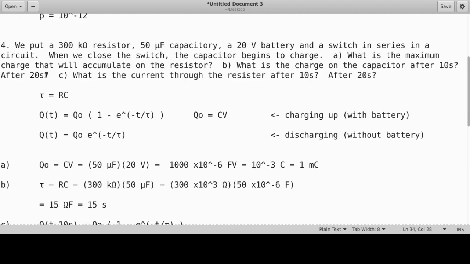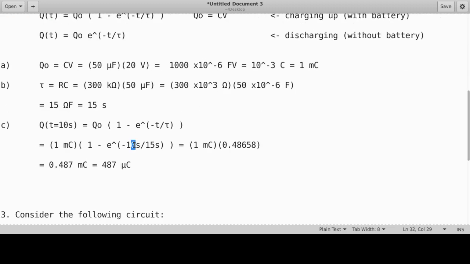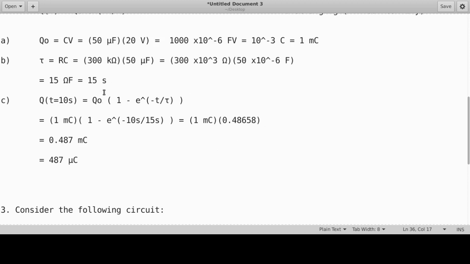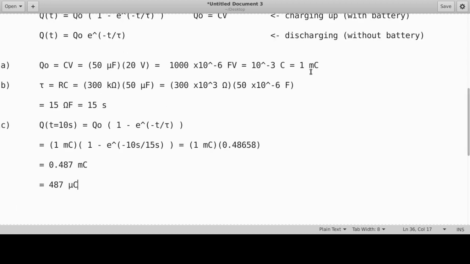Now I did ask after 20, but I think that's easy enough. I'll let you guys do that. What would you do? You just put 20 in there, okay? And you'll get a number here, and the number here would actually be bigger. Because what? Because it's heading towards 1 microcoulomb. Okay, so you know, this is almost like halfway there. 500 microcoulombs is about half of a millicoulomb. Okay, and so it's heading there, but it isn't there yet.